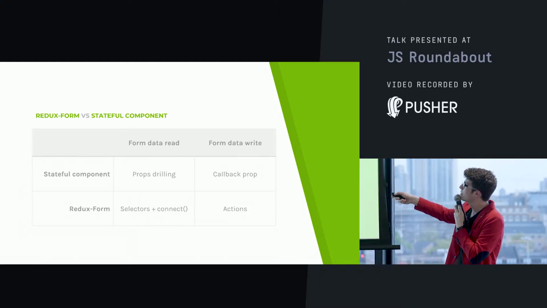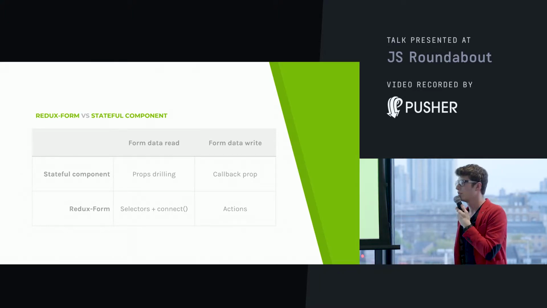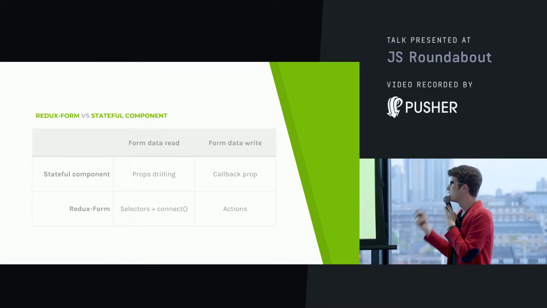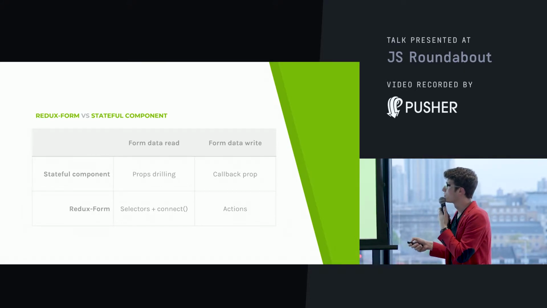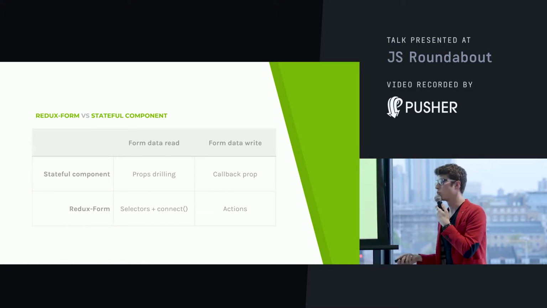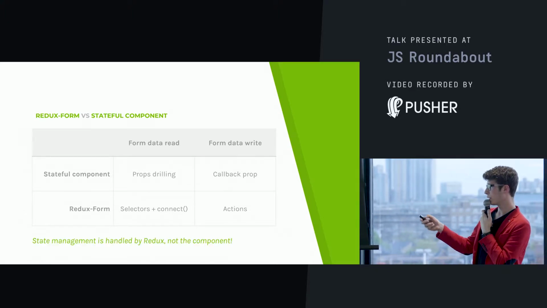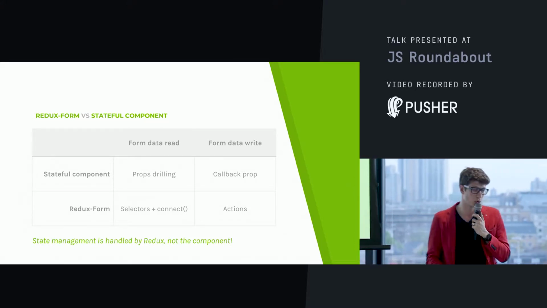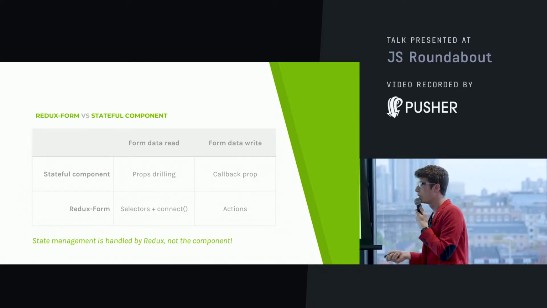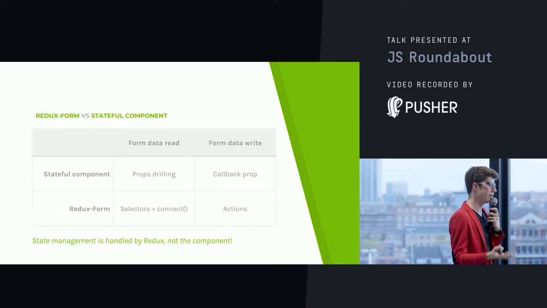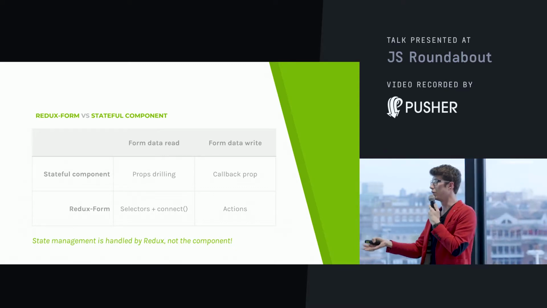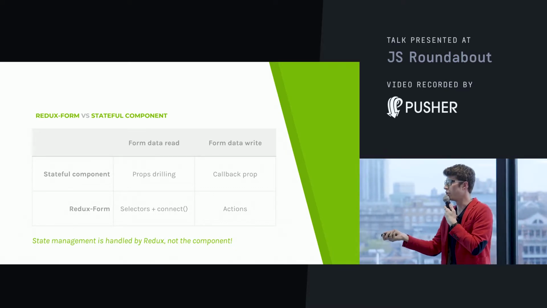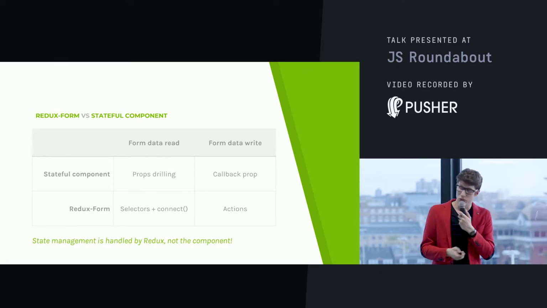If we want to write some form data, with a stateful component, we need to pass some callback props. It's very messy. It's quickly hard to maintain, and I'd rather avoid that. Using Redux-Form, we can just dispatch actions, which is a standard way of doing that. All in all, it allows you to make sure your state management is handled by Redux and not the component. And that's really nice because that's what Redux is made for. And it keeps the code of your UI descriptive rather than imperative. So that's pretty cool.